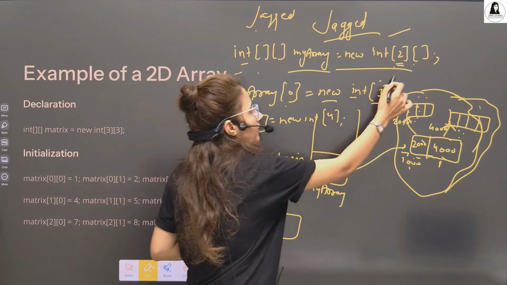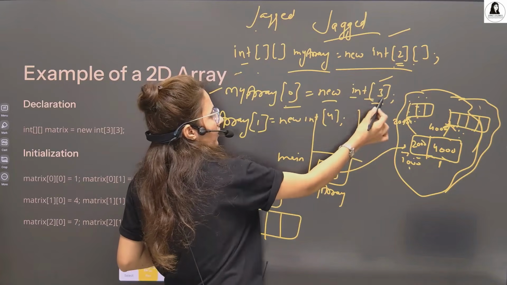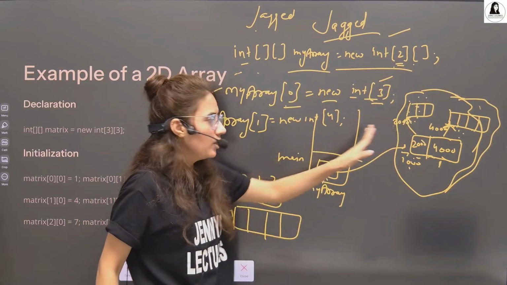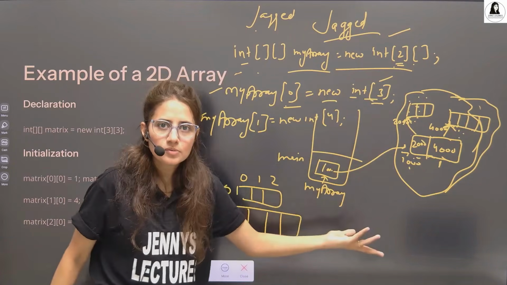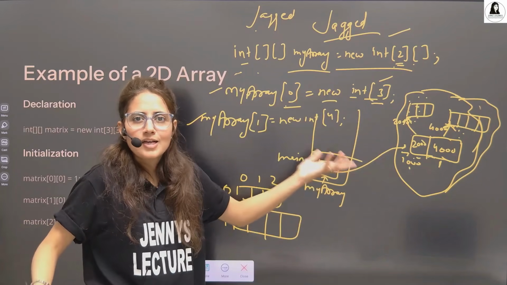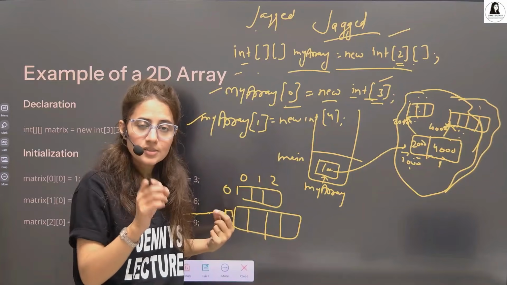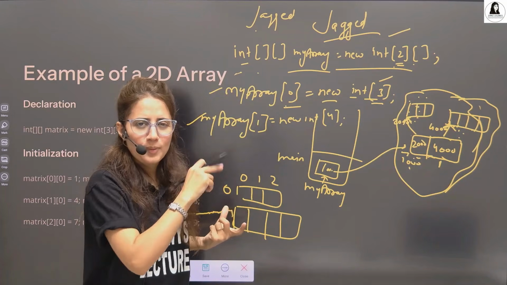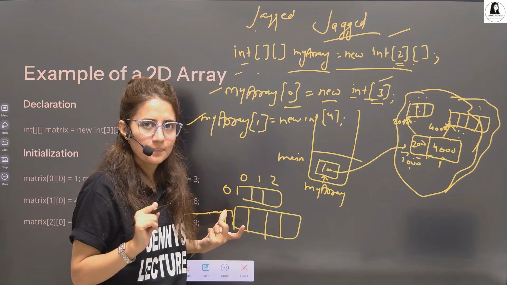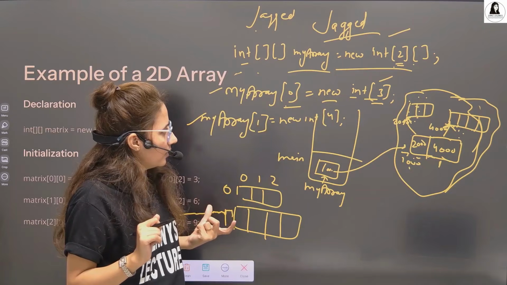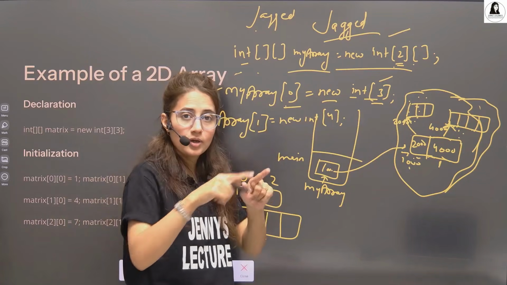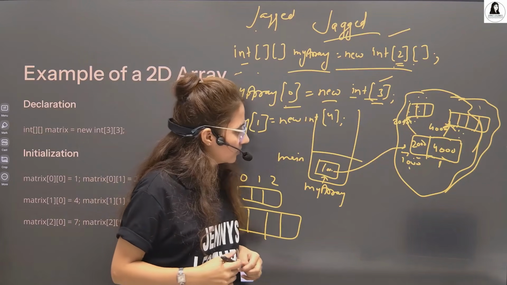And like this you can initialize. Here we have created 3 columns, and for this row we have created 4 columns. So like this, you can create as many 1D arrays with different column sizes. These are known as jagged arrays. We will show this practically, don't worry. Now let's get back to the practical part.